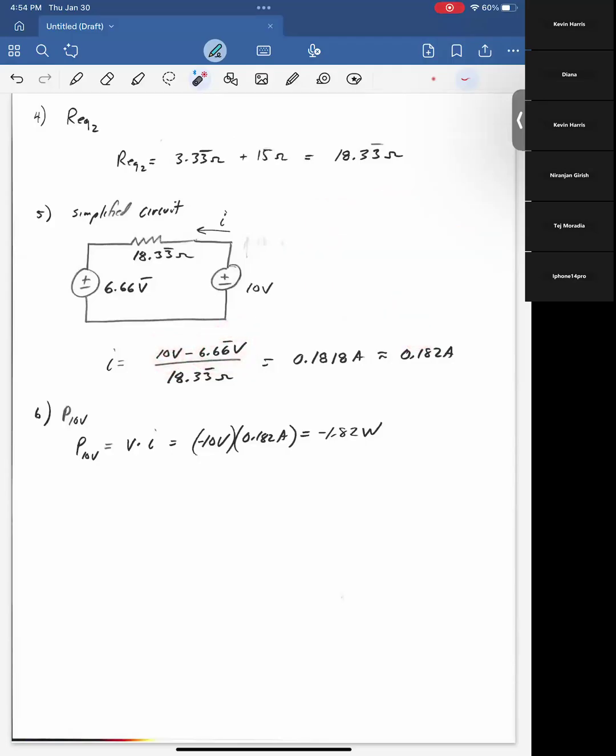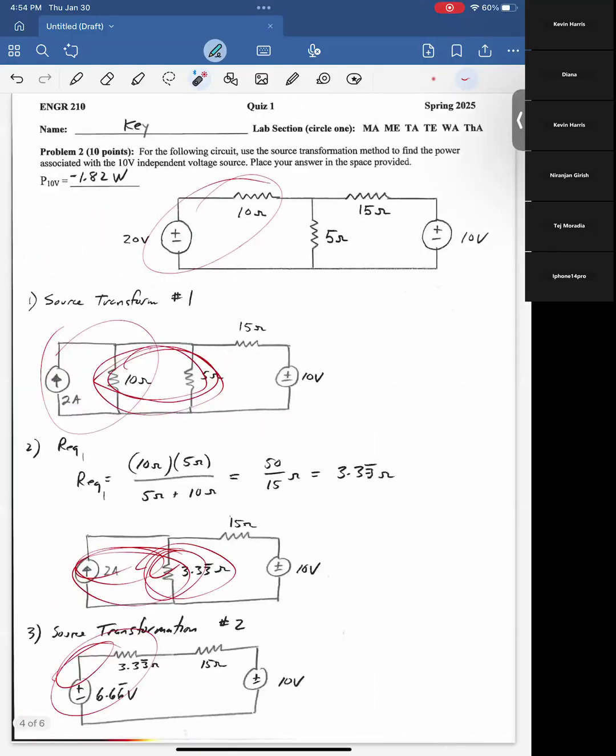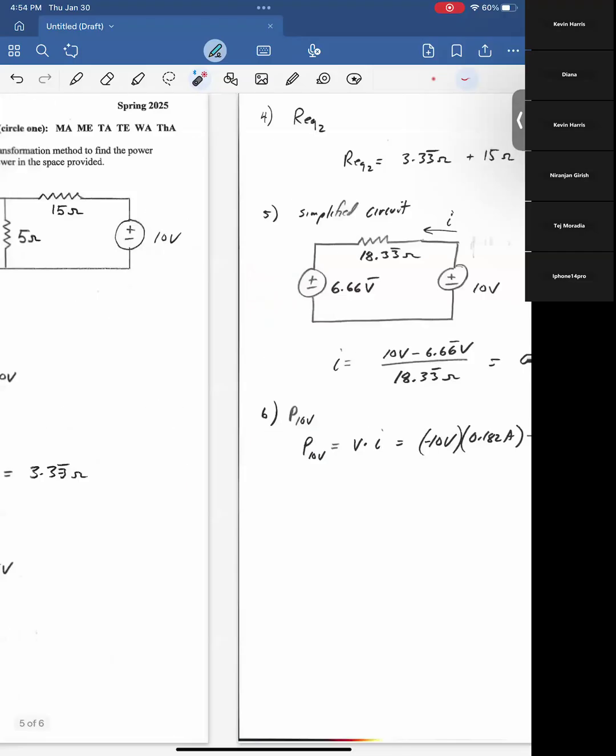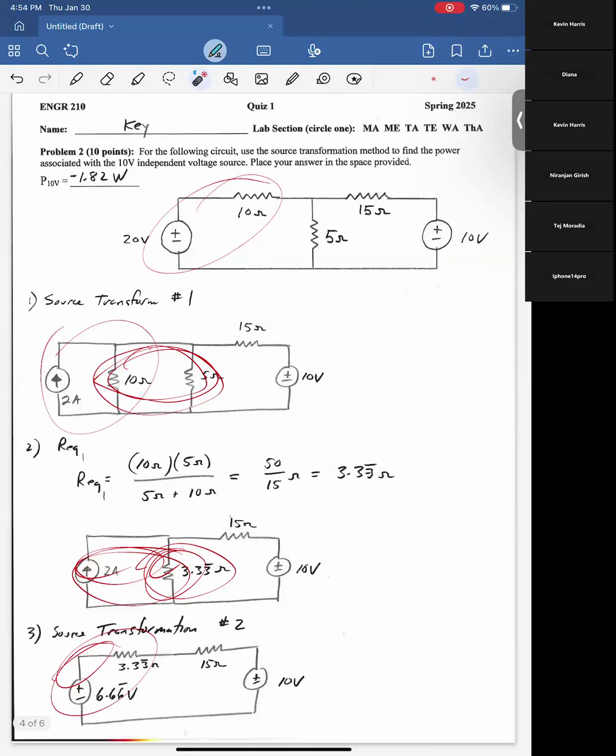And once we have this I, then we know the current going through the 10 volt source, and the voltage goes up in the direction of current, so we say it's negative. One other thing I should have mentioned at the beginning of this question is it says we're finding the power associated with the 10 volt source. So we're finding the power associated with this.